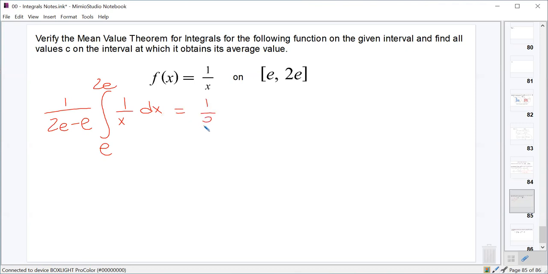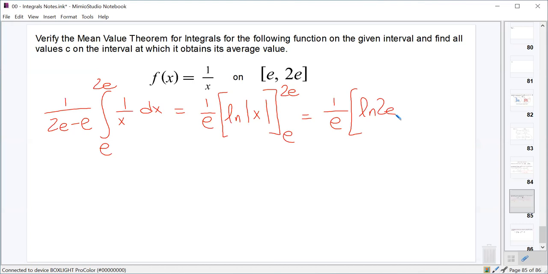So we've now got 1 over e times the integral of 1 over x, which is natural log absolute value x, evaluated from e to 2e. And so as we simplify this down, we have 1 over e, and then now we have natural log 2e minus natural log e.